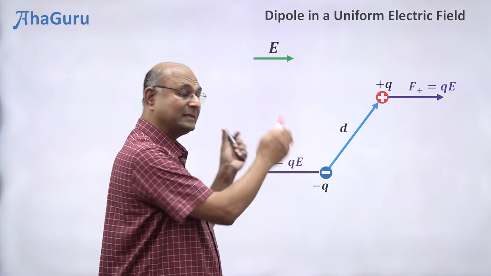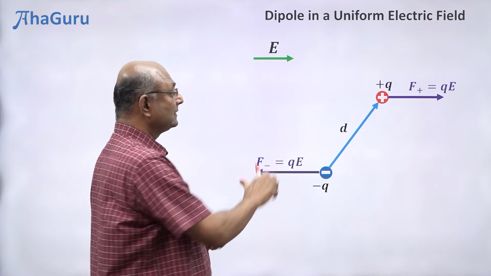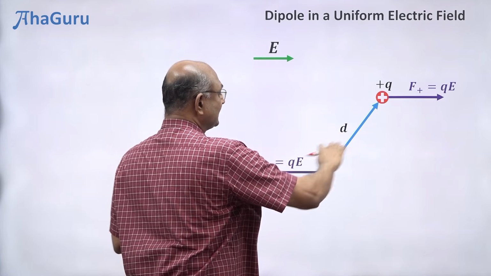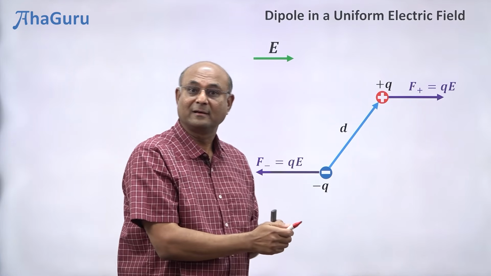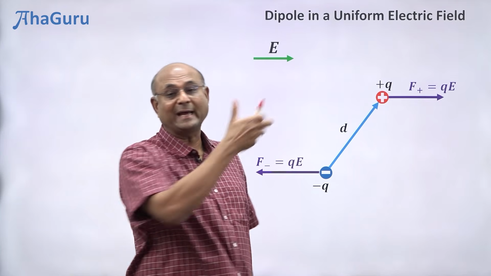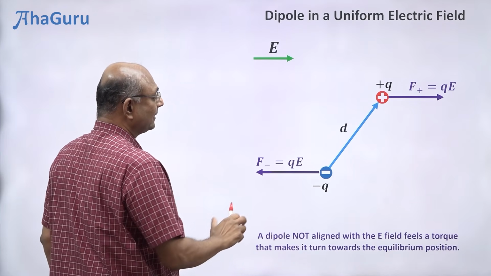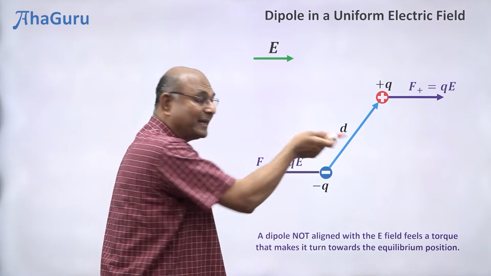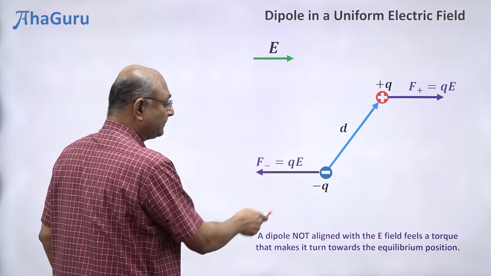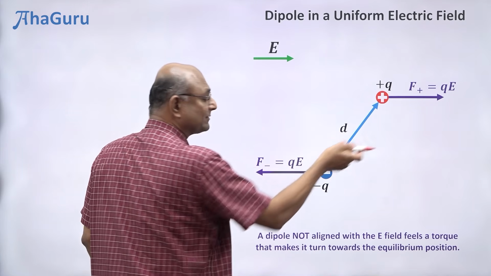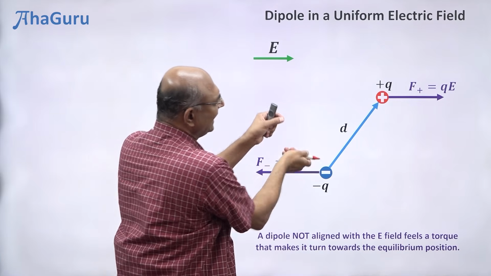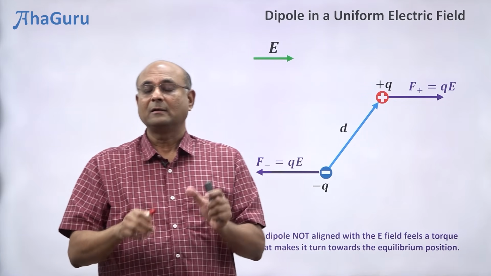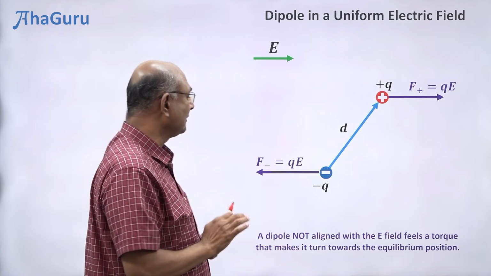Net force is zero, QE, exactly in opposite direction, so it will cancel. But does that mean that it has no effect? No. This dipole won't move, but this force and this force will make it rotate, right? It will make it rotate in this direction. And so what is going to happen? Because this dipole is not in the direction of the electric field, that is important. A dipole that is not aligned in the direction of the electric field. What will happen if it was aligned in the direction of electric field? Then this force and this force will be in one line. Therefore, it will just stay in equilibrium.